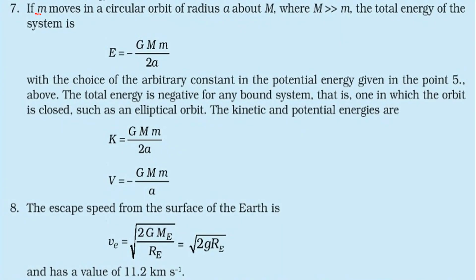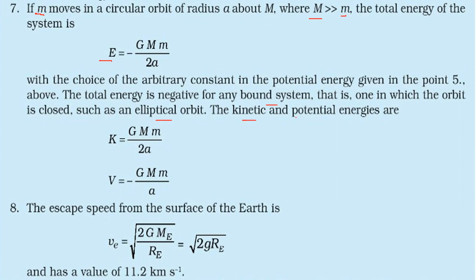If this mass m moves in a circular orbit of radius a about this mass M, and M is very large compared to the small m, the total energy will become E = −GMm/2a. Now here is a choice of arbitrary constant in the potential energy. As we saw in the previous point, the total energy is negative for any bound system, that is one in which the orbit is closed, that is an elliptical orbit.